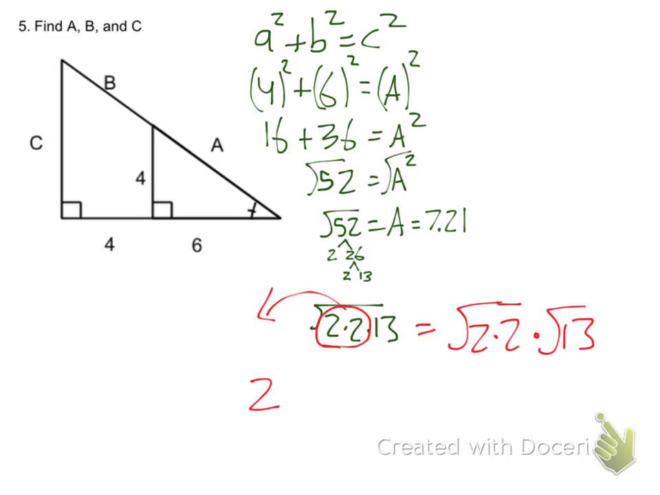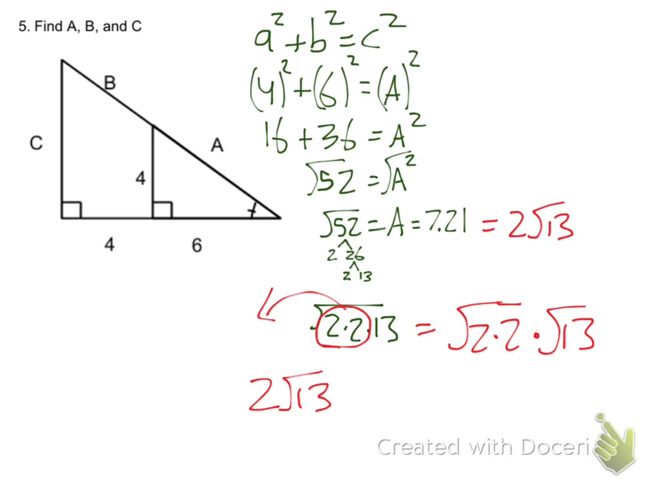Now, 13 doesn't have a date. 13 has to stay home, and the home is the square root. Guys, I'm just trying to put some kind of scenario that you guys can remember, hopefully, how to simplify a square root. So, that means that if you took 2 times the square root of 13, you will have the same thing as the square root of 52, which is 7.21. Please take out your calculator and verify that for me.